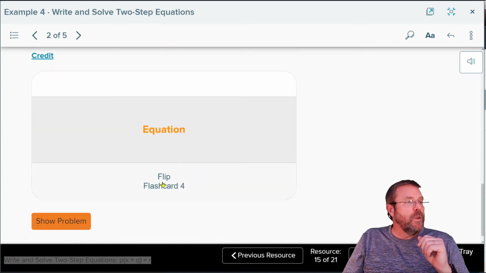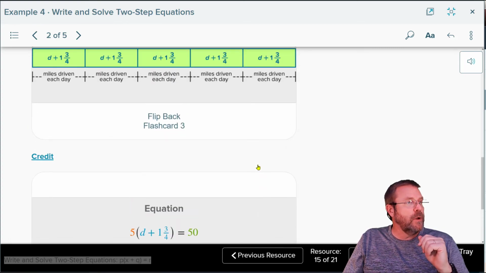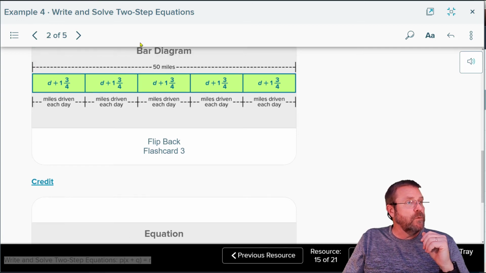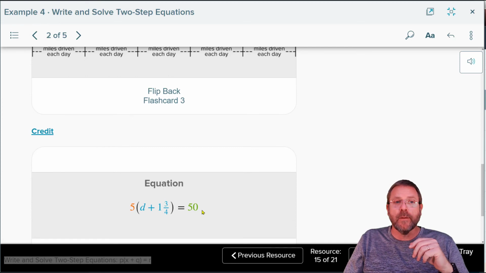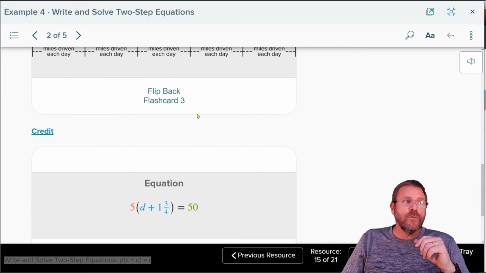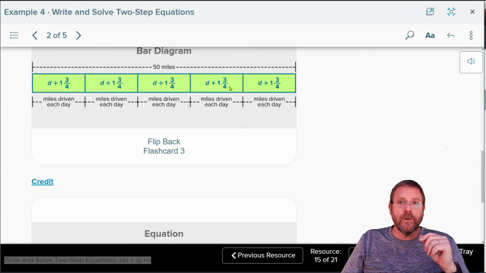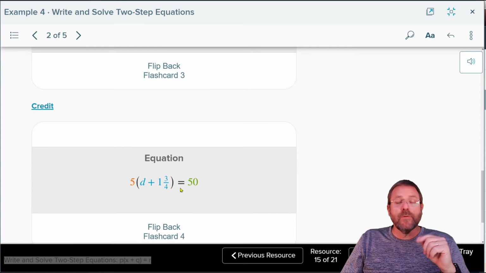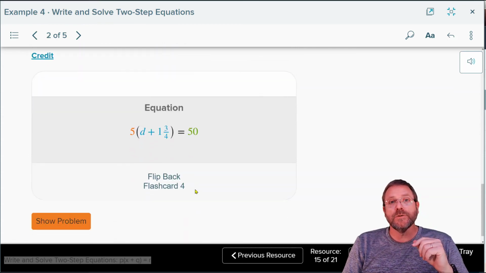And with that, we have what we need to create our equation. 5 days, that's where this 5 comes from, times what's in each day, the distance driven to school and the distance to the library. That's what's in blue right here. And what's the total equal to? It equals the 50 miles you see in the entire bar diagram. Now, unless the homework tells you to, I'm not making you make the bar diagram. I am, however, expecting you to be able to write the equations.